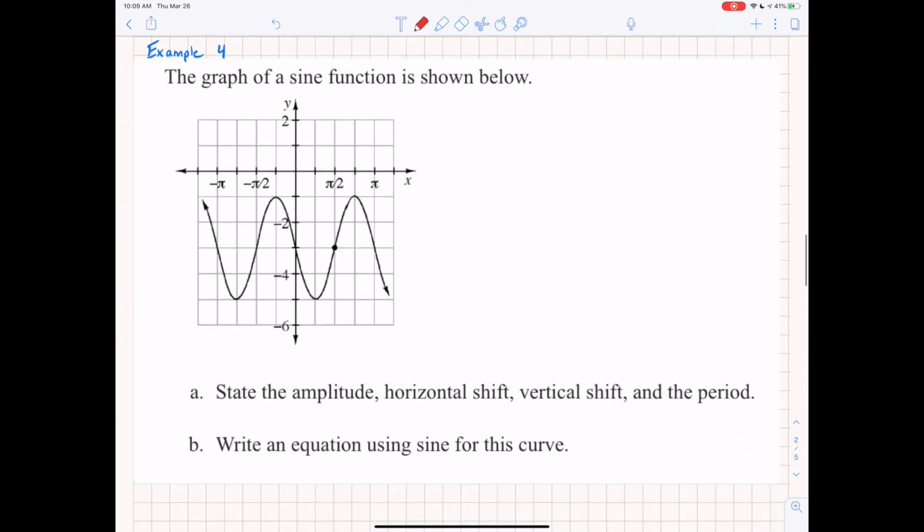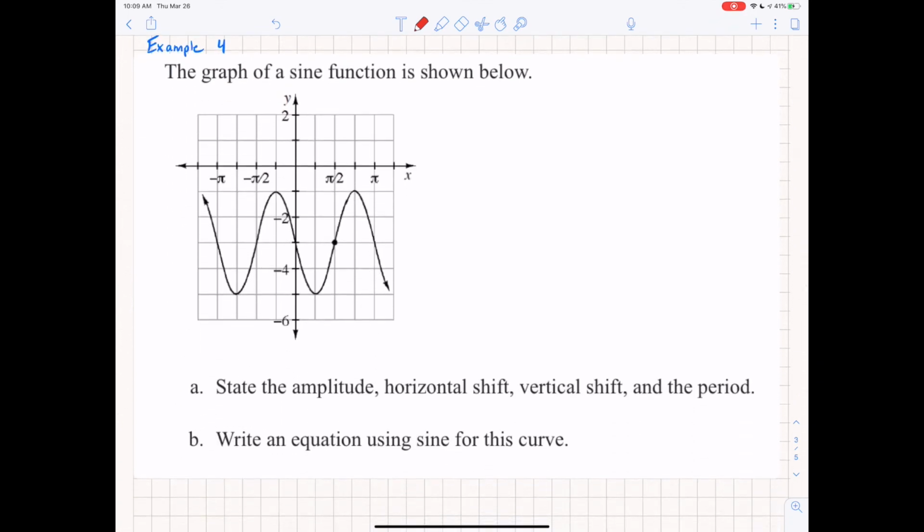All right, example 4. The graph of a sine function is shown below. So again, we're told specifically what type of function it is. A: State the amplitude, horizontal shift, vertical shift, and the period. Then B: write an equation using sine for this curve. This is a classic assessment style question that I would provide to you, whether you are tutoring, doing a project, or writing your own. I would expect to see at least one problem like this. All right, so let's go through. This is like the first example we did, except taking away the application aspect.